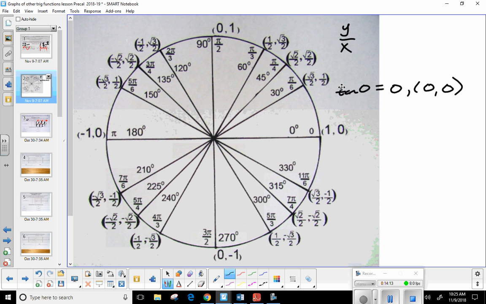So now I'm going to go to pi over 4. Tangent of pi over 4. Well, at pi over 4, I've got square root of 2 over 2, comma square root of 2 over 2. What's that y divided by that x? 1. So this is going to be pi over 4, 1.